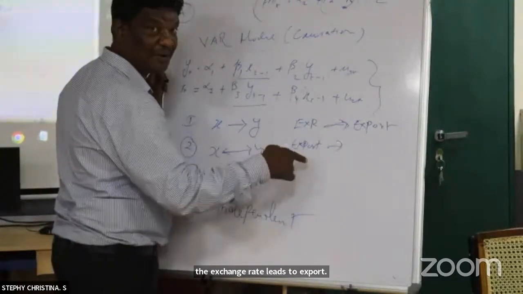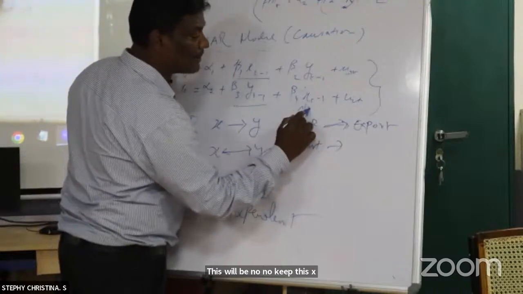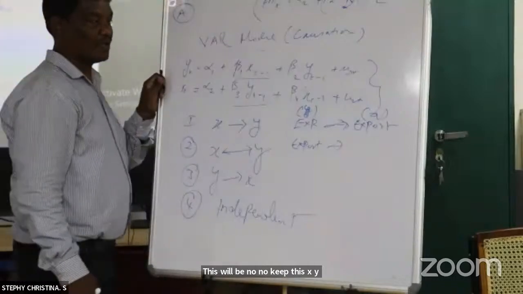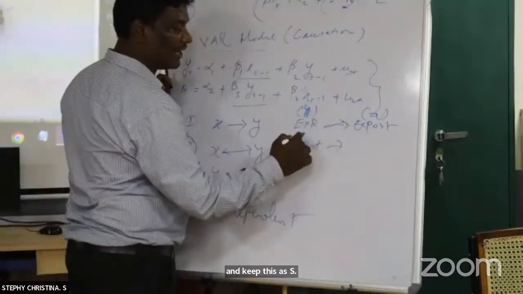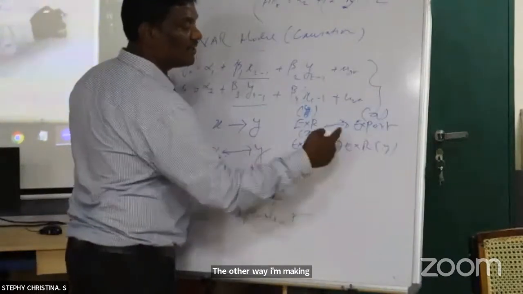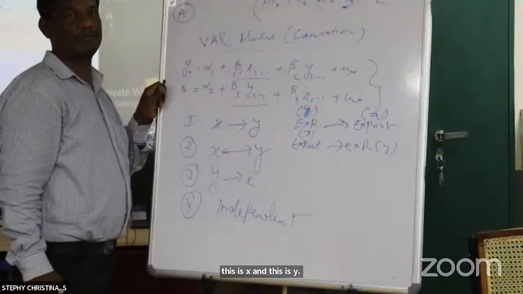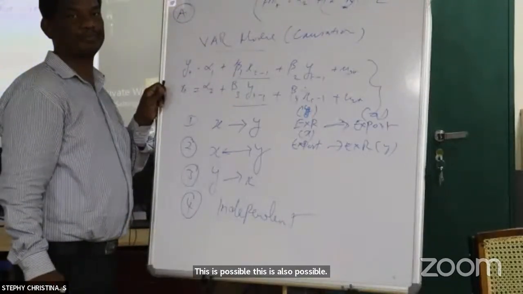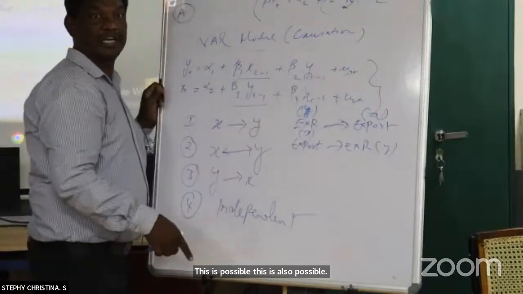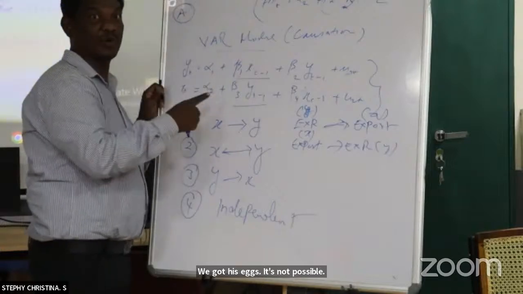Keep this as X and this as Y. Now, the other way, I'm making this X and this Y. When this is possible, this is also possible. Whether Y causes X or X causes Y depends upon the statistically significant coefficient.